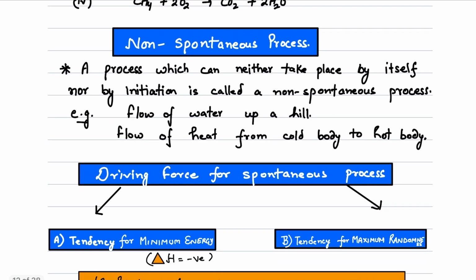Now let's discuss what a non-spontaneous process is. A process which can take place neither by itself nor by initiation is called a non-spontaneous process. Let's see examples of non-spontaneous processes. The first one is the flow of water up a hill, or the flow of heat from a cold body to a hot body.